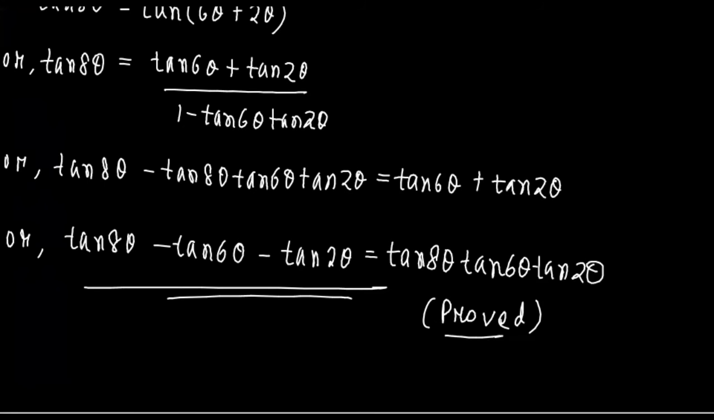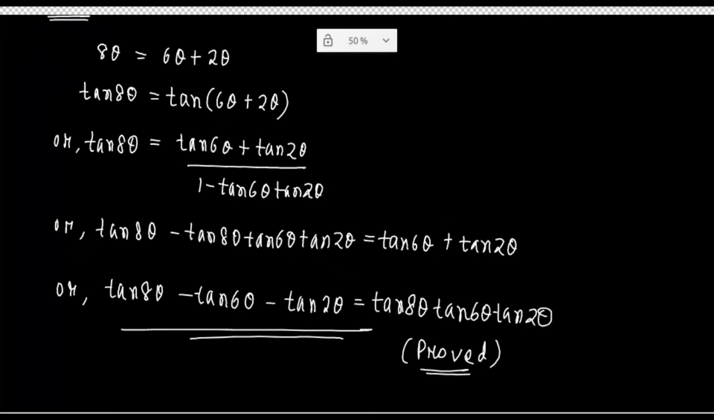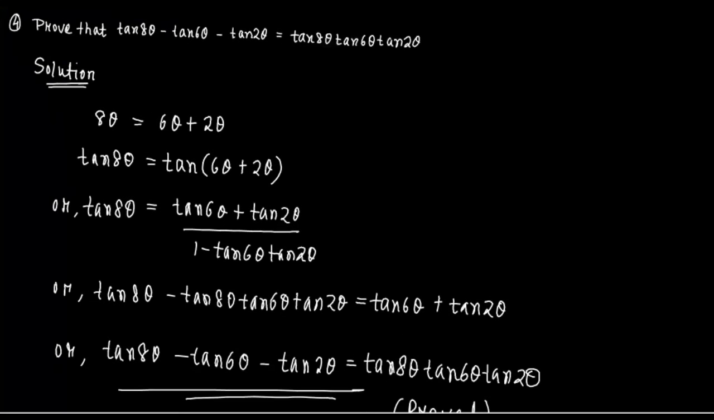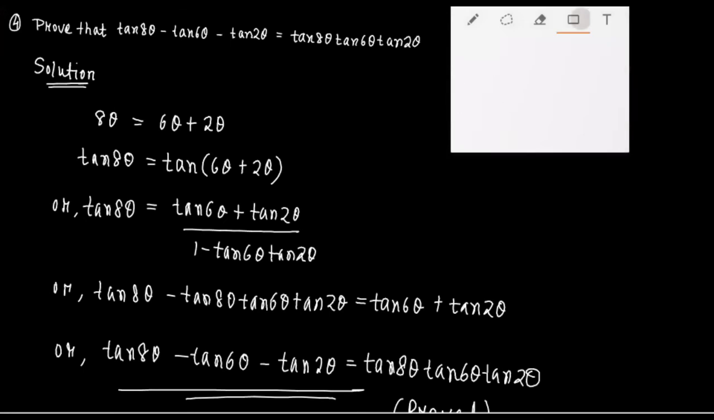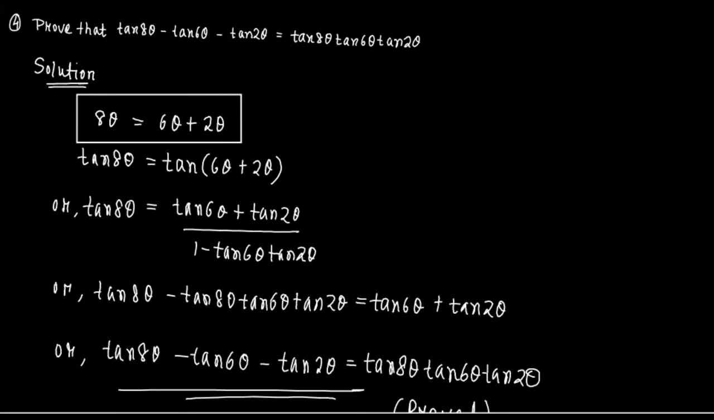So this is what we have to prove. Okay, you can see in the given question that we have to prove this. That is tan of 8 theta minus tan of 6 theta minus tan 2 theta is equal to tan 8 theta, tan 6 theta, tan 2 theta. We have proved this. Okay, so you can see that we have started with the angle 8 theta is equal to 6 theta plus 2 theta, and then we have proceeded by imposing the tan function on both sides. Okay, so this is a very simple sum. Always remember that whenever we are given tan function and cot function in a proof, always start by angles.